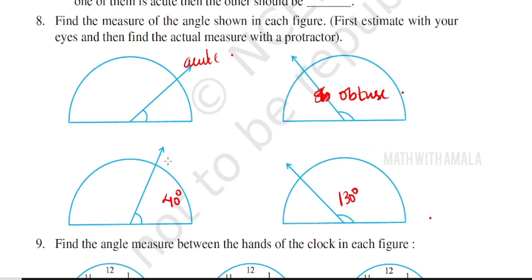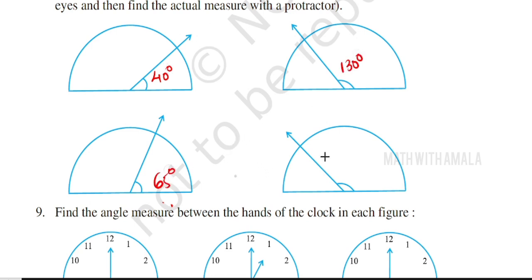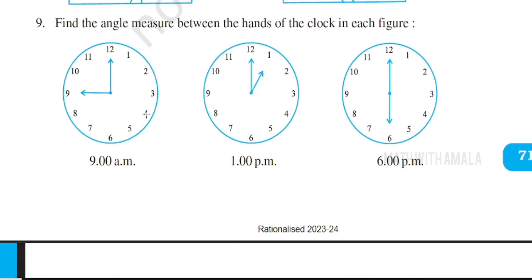Find the measures using protractor. And simply you can see that it is then find the actual measure of the protractor. At first you can give a random number and then by protractor measurement, 40 degree, 130 degree, 65 degree and 135 degree are the actual measures of these given angles.